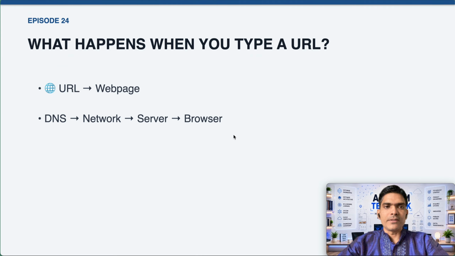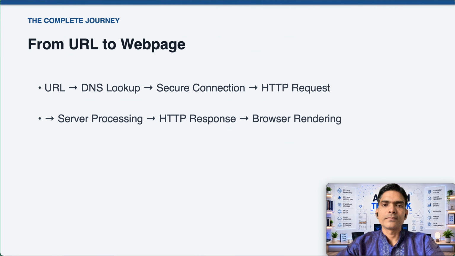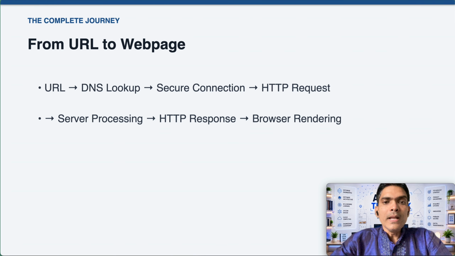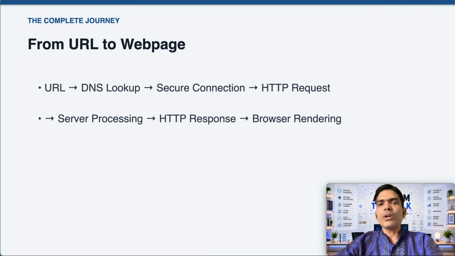Let's start with the big picture, the complete journey. There are several important steps involved. First, the browser understands the URL, then DNS helps find the server, and a secure connection is established. The browser sends the HTTPS request. The server processes that request and sends a response back. And finally, the browser processes that response and renders the web page. So, by the end of this video, we will understand each of these steps.